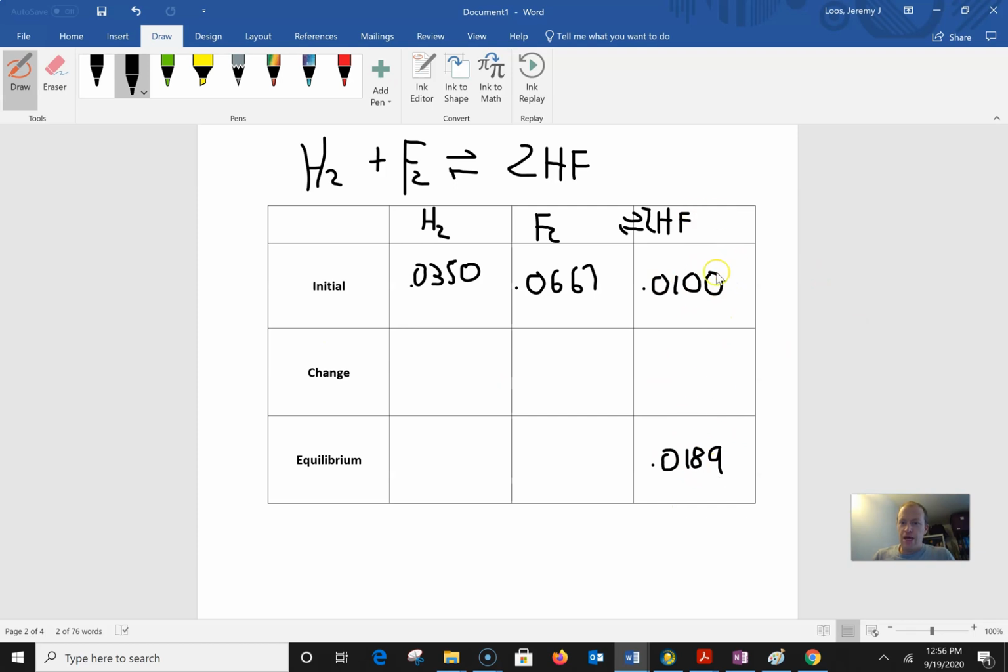If I just look and do some math and subtract these two, this must have gone up, so it's an increase of 0.0089. So it went up by that much. Now one thing that's always going to be true of the change line is it's always going to fall in line with the mole ratio, which is 1 to 1 to 2. So however much this went up by, first of all, these are decreasing, so I know that's a decrease. And however much this went up by, those must have decreased by half as much because of the 1 to 2 mole ratio. So I'm going to divide this number by 2, and 0.0089 divided by 2 is 0.00445.